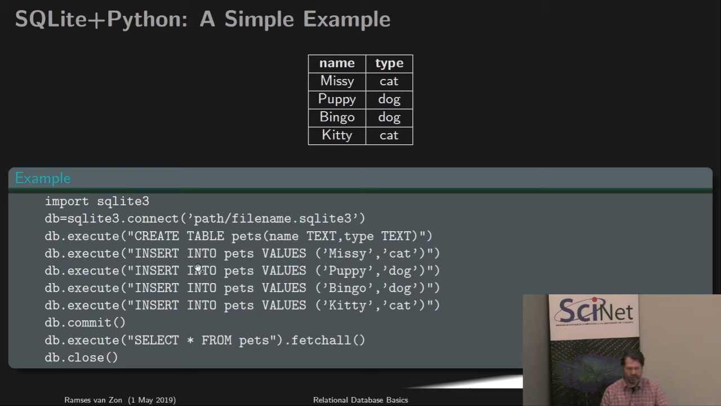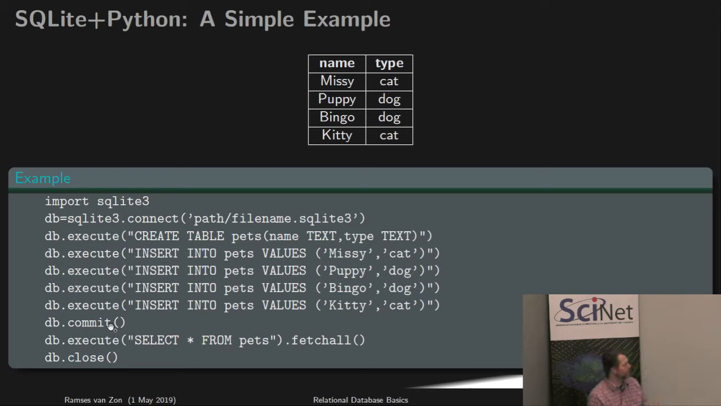I tell the database to execute these, but actually I have to say that I'm really sure that I want to do this by doing a commit. And then after the commit, this is stored. I can go and get that table back. So I can do a select everything from pets. So star means everything here. And then fetch all of them and then close them. I'll go through each of these statements, exact syntax, and why they look like this. But that's what it looks like.